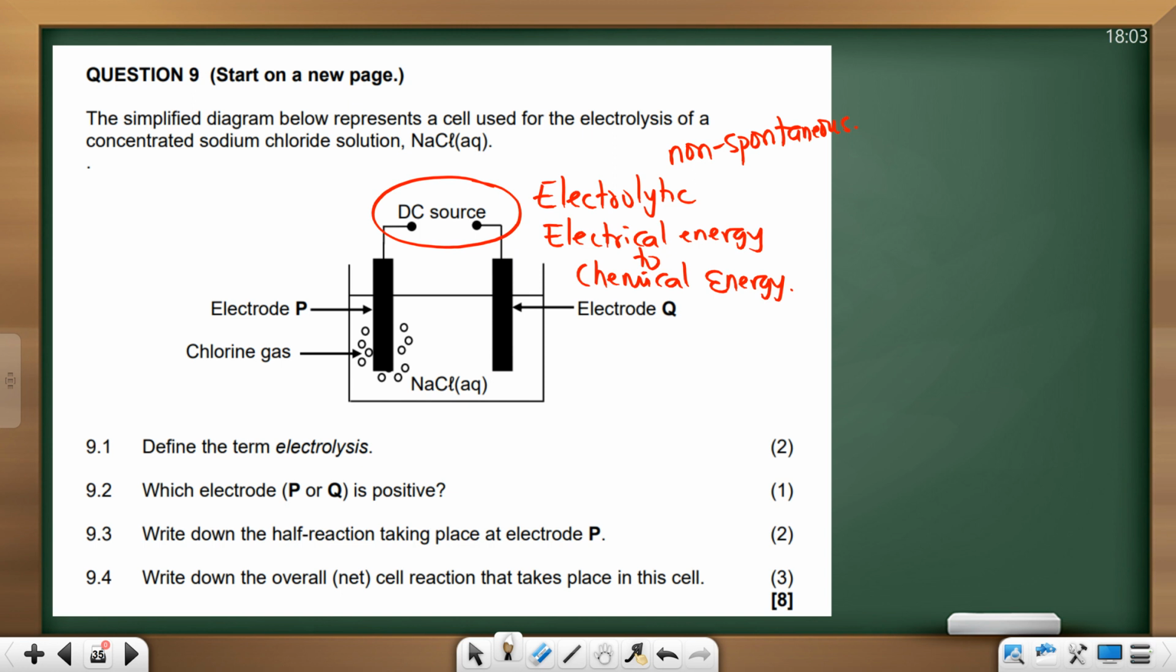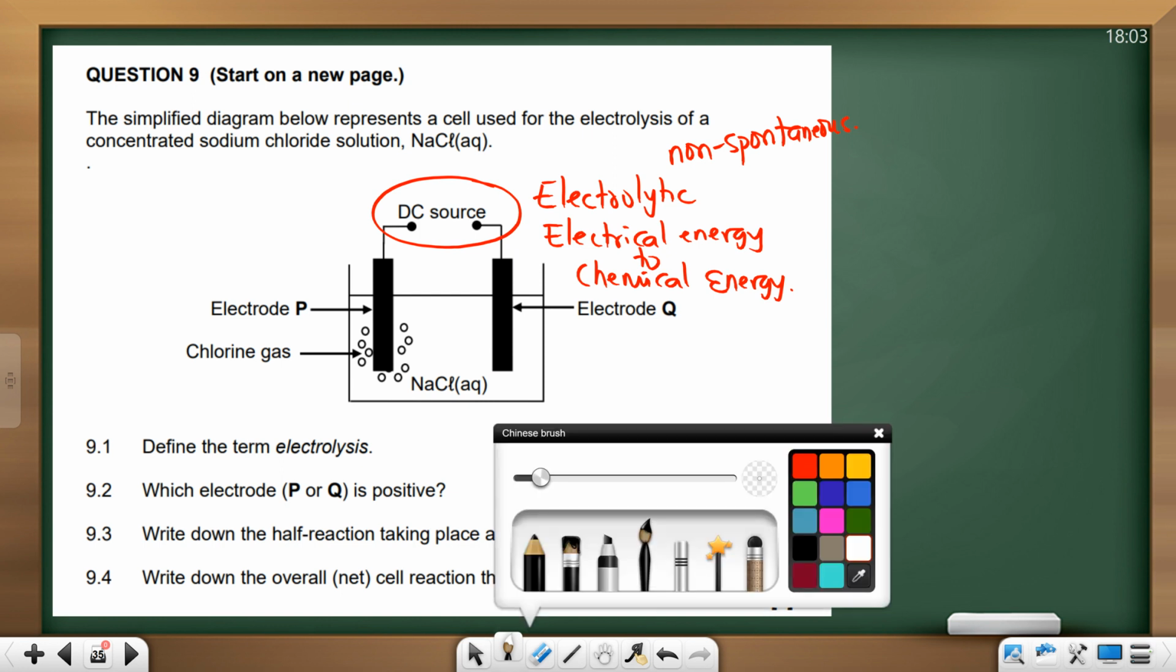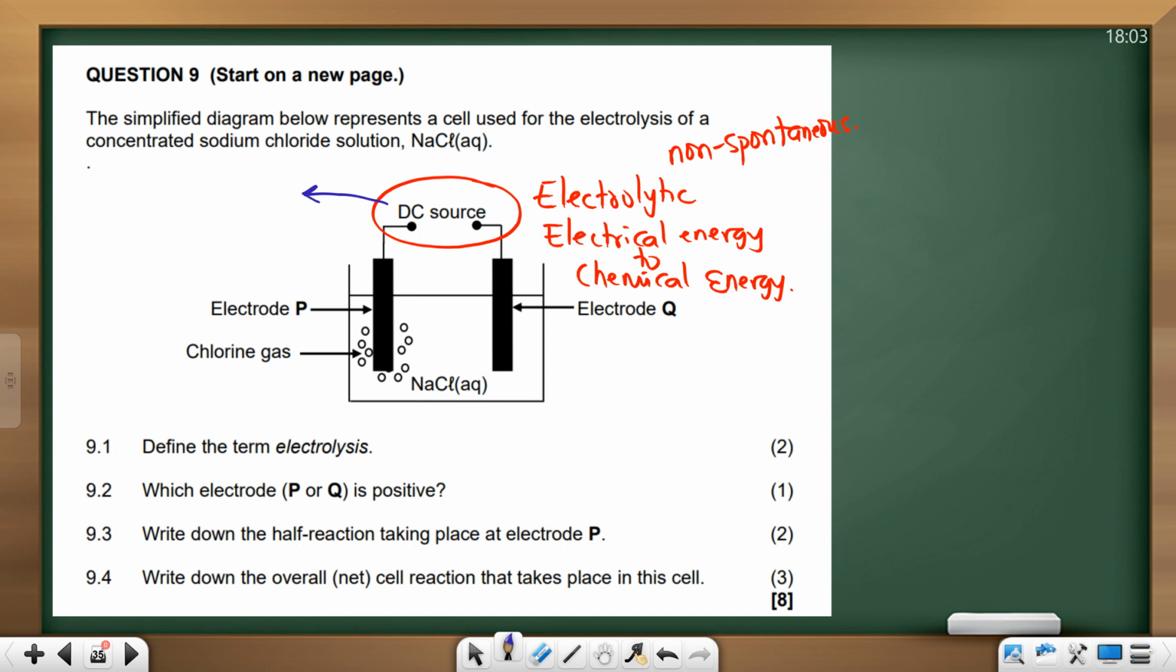And what did we say? This was where you didn't know which cell this was. This is electrolytic. Why? Because of the power source. And we said it is non-what? Spontaneous. Why do we use a DC? To maintain what? Polarity of electrodes. To maintain polarity of what? Electrodes. And we said electrical energy is converted to chemical energy.